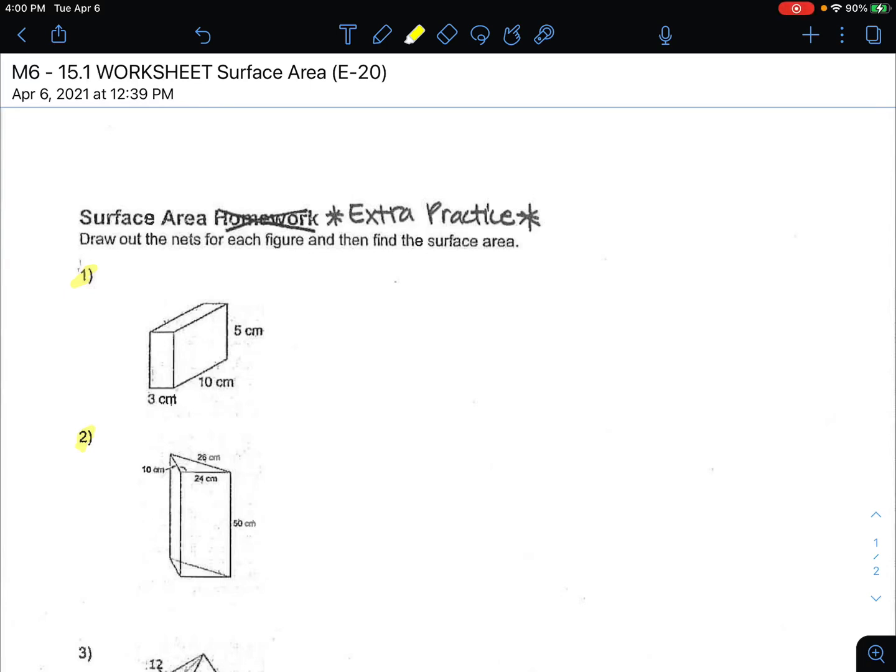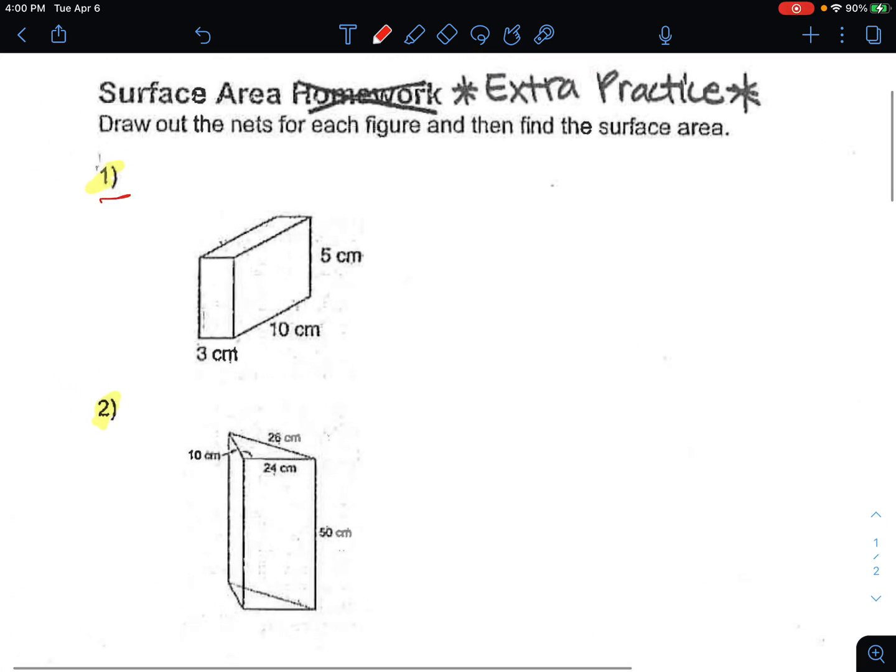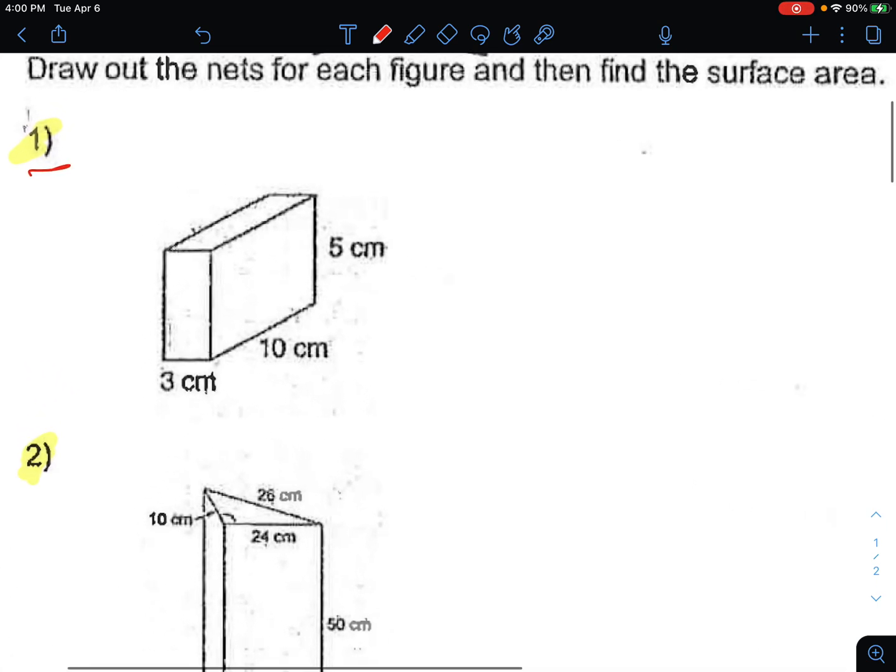In this video, we're going to go over a couple questions on worksheet E-20. Let's begin. So this is all about finding surface area of stuff. Let's take a look at number one. Now, number one is a kind of prism.